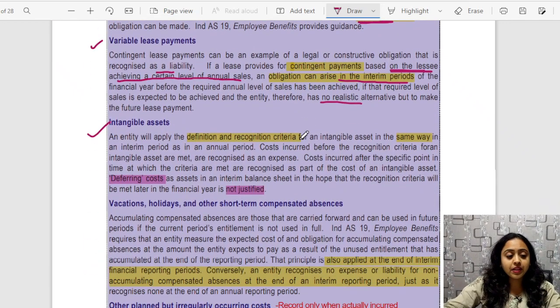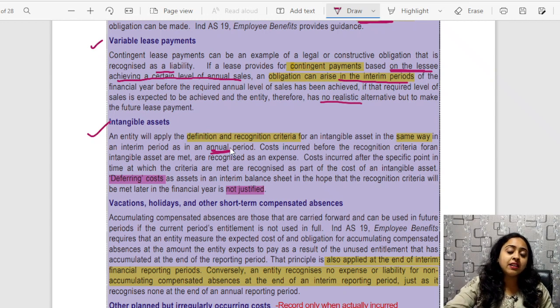Okay, an entity will apply the definition of and recognition criteria for an intangible asset in the same manner in an interim period as in the annual period. Okay, it will be recognized as per the same accounting policy as you have applied for the annual ones. Okay, no doubt in this.